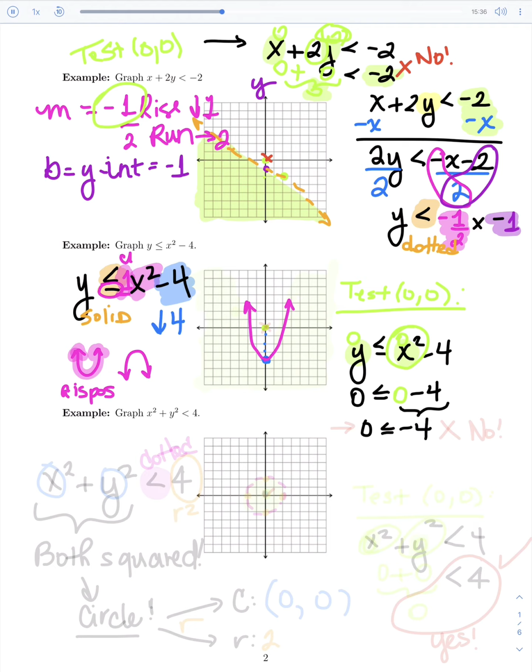So let's see what this says if we were to just read this inequality. 0 is less than or equal to negative 4. That is not true. 0 is not smaller than negative 4. So that means the point 0, 0 does not work. What that means is we won't shade that side of the parabola. We'll shade the side that 0, 0 is not on, which means we'll start shading the outside of the parabola, not the inside. And that's it.